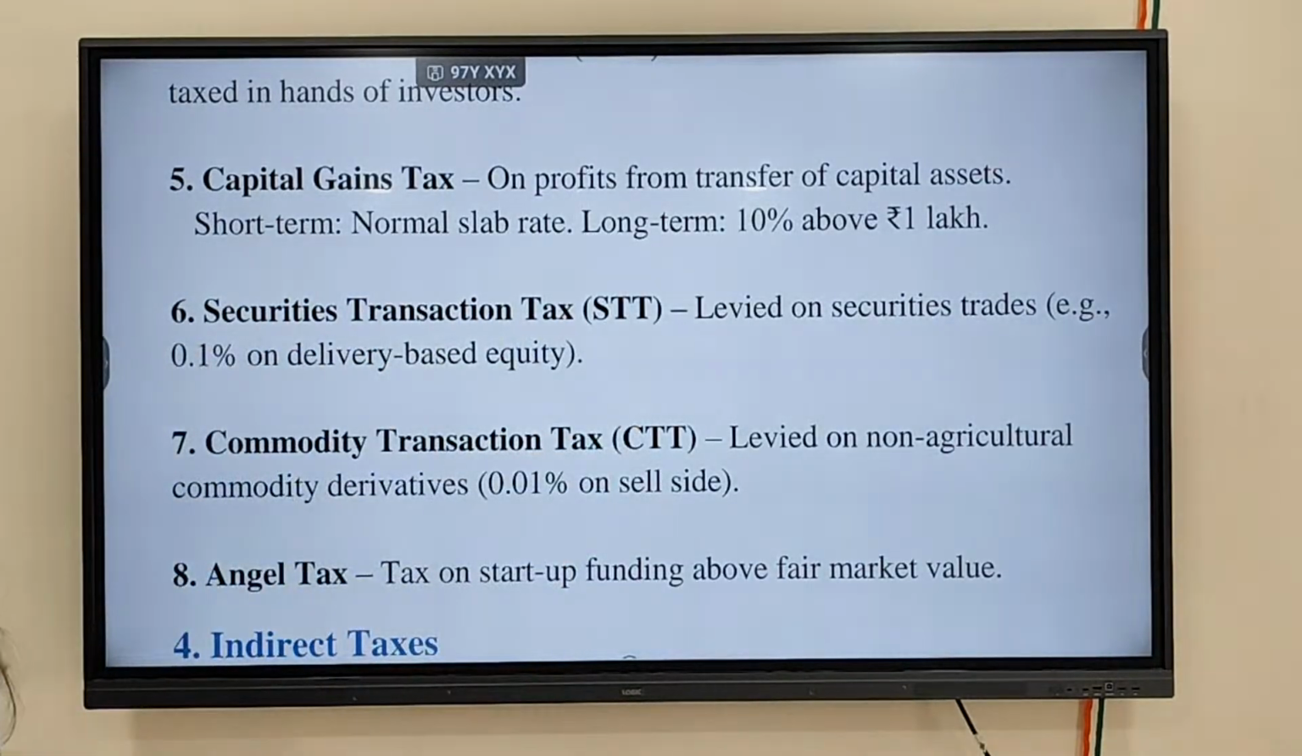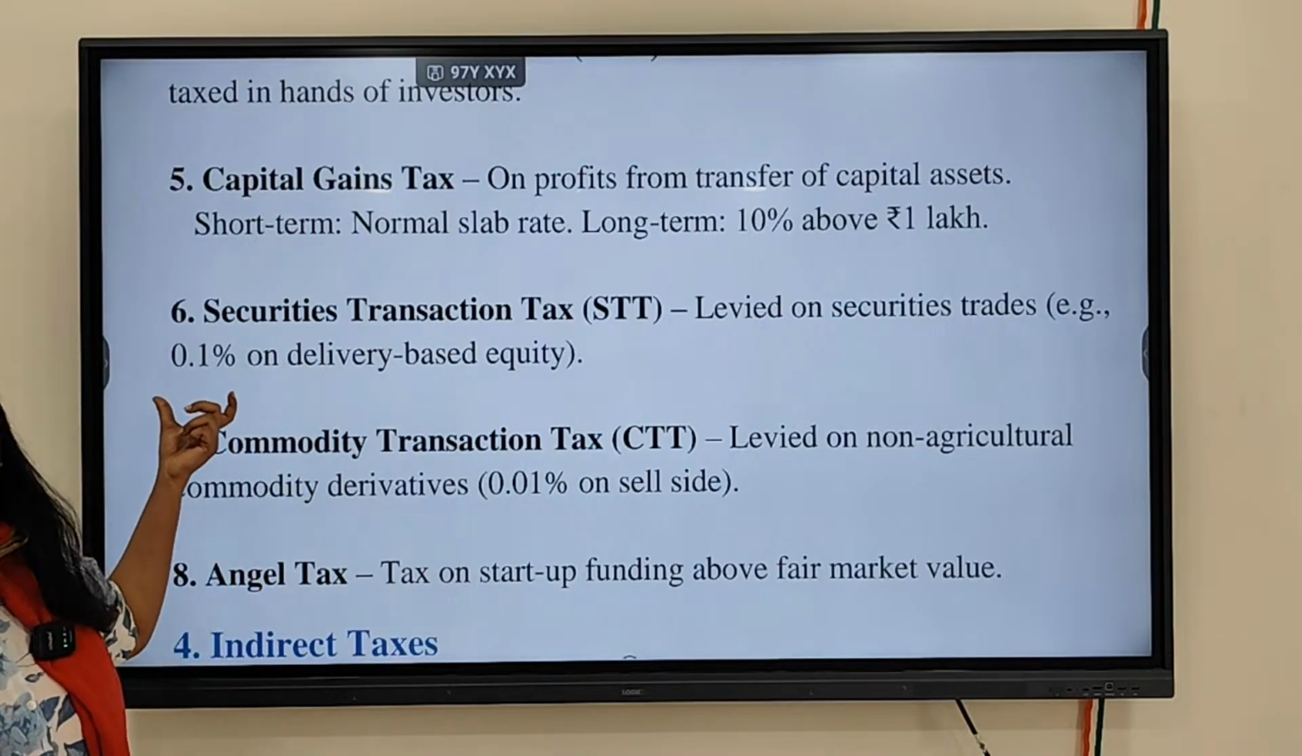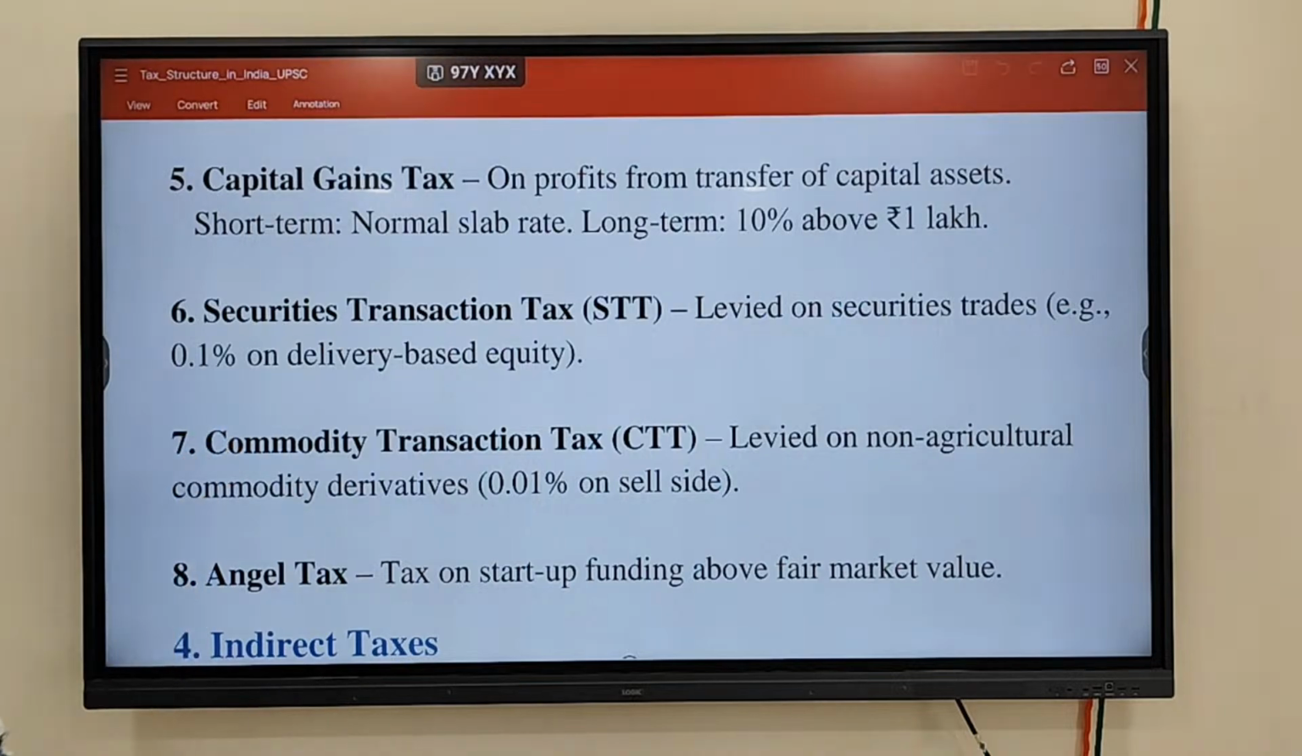This is a tax that is levied for transaction of shares, buying and selling of shares. If you buy and sell the shares, you should pay around 0.1% on your profit, whatever you make from the securities. Think that you have purchased shares and got 100 rupees profit. In that, you should pay 0.1% for your 100 rupees profit.